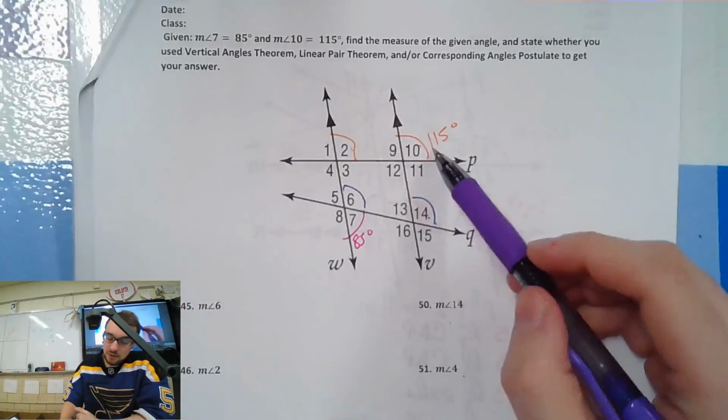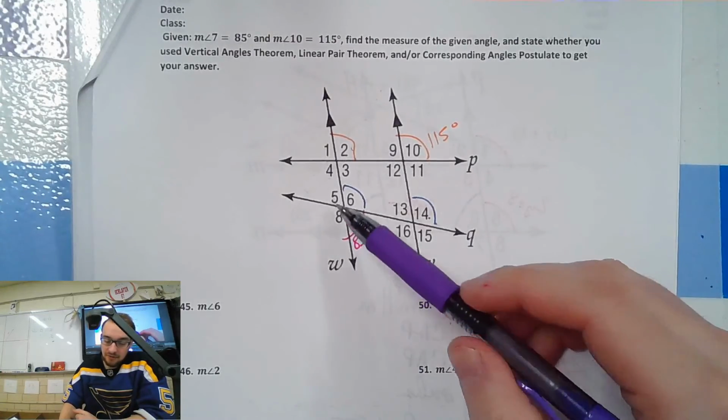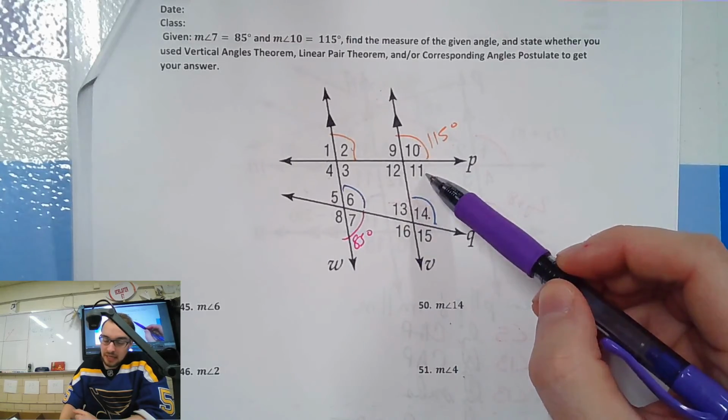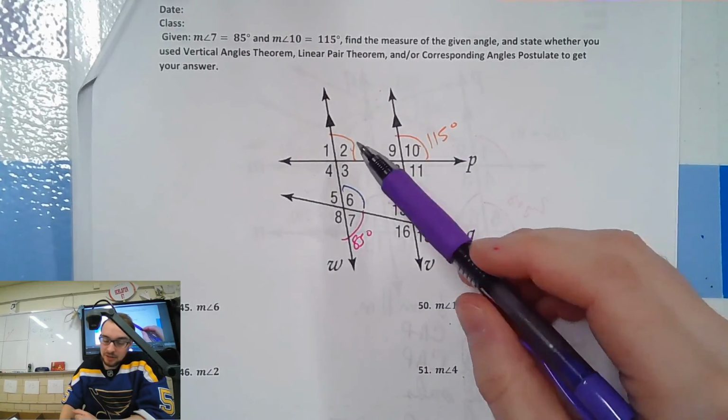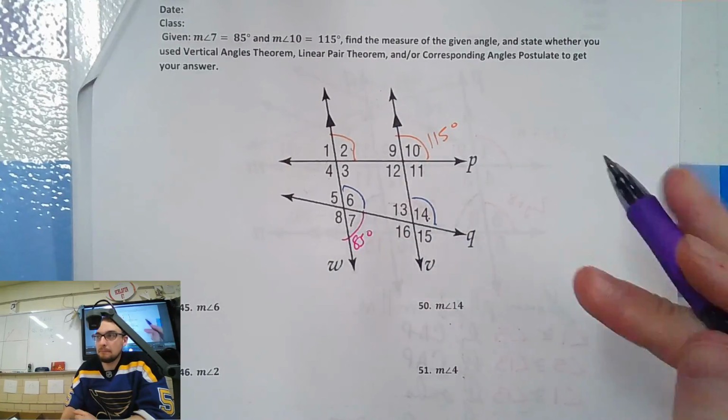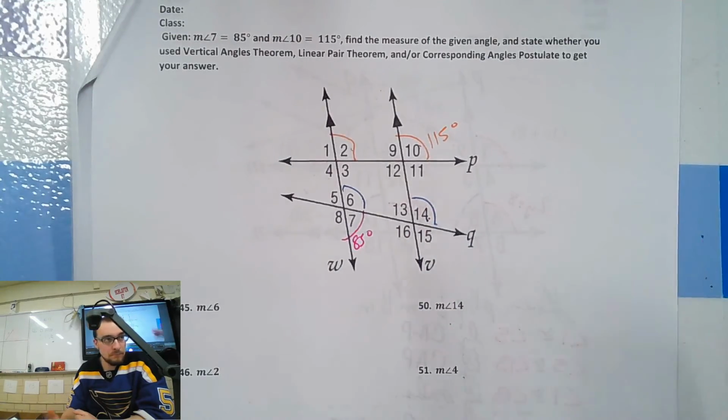They give us that this is 115 and this is 85. I can get 5 by vertical. I can get 6 by linear pair. I can get 11 by linear pair. I can get 12 by vertical. I can get 2 by CAP. I can get 14 by CAP. How do you feel? Perfect. Okay.